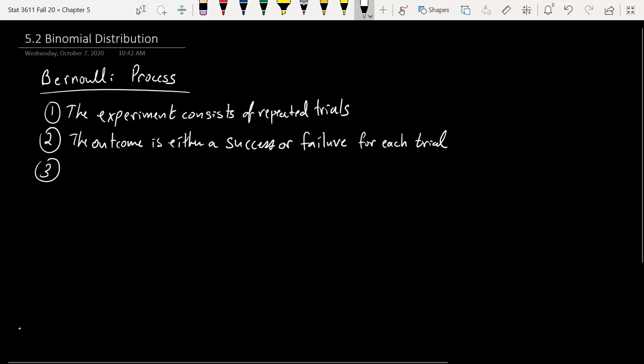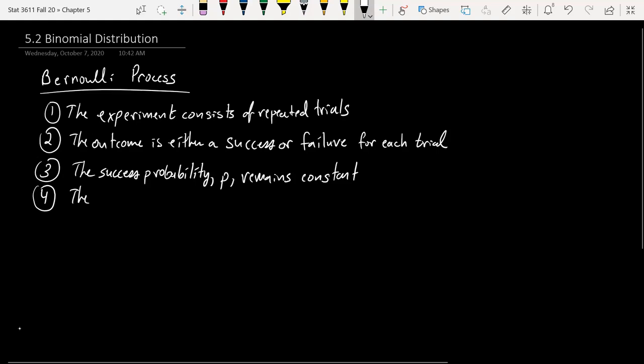All right. The success probability remains constant throughout each of the trials. The success probability, usually a lowercase p, remains constant. So this does not change. It remains constant, and all the trials are independent. That is a Bernoulli process.